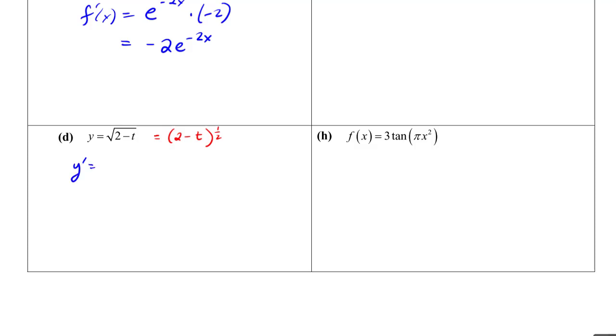So y prime then is 1/2 (2 minus t) to the minus 1/2 times the derivative of 2 minus t, which is 0 minus 1, so minus 1. So essentially you're getting it from the minus and the 1t. Okay, so I get minus 1/2 (2 minus t) to the minus 1/2, and that would be okay. Or if somebody wants to go back to radical notation, I could write this as minus 1 over 2 times the square root of 2 minus t. I can't forget that 2 too. Okay.